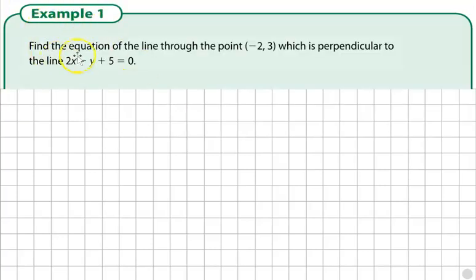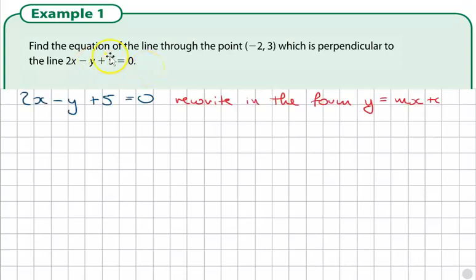Example 1. Find the equation of the line through the point minus 2, 3, which is perpendicular to the line 2x minus y plus 5 is equal to 0. So we start with the line 2x minus y plus 5 is equal to 0. We're going to rewrite it in the form of y equals mx plus c, so we're going to get the y on its own.